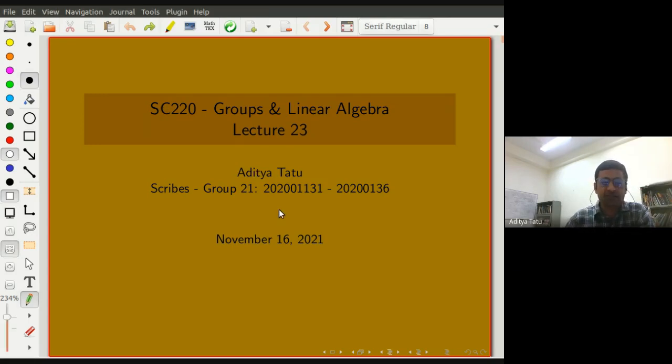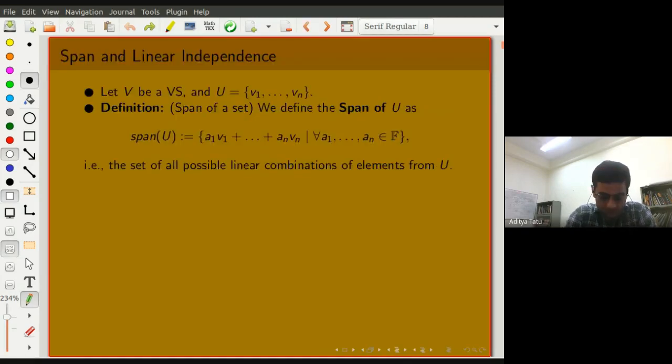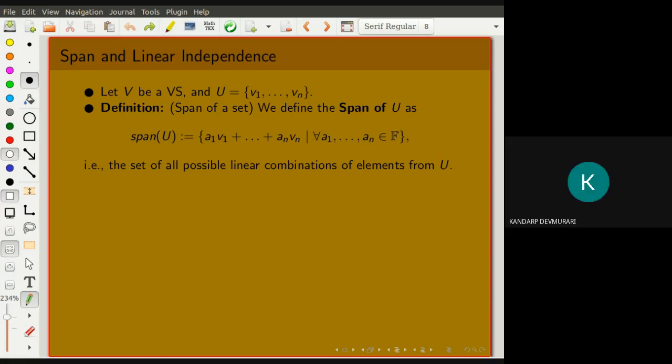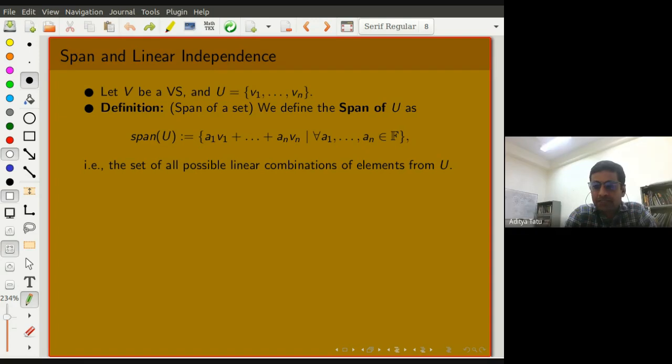Let us continue with our discussion on vector spaces. So we defined what is the span of a subset of a vector space in the previous class, right? Kandarp, can you please mute yourselves? Okay, thank you. So let us just revise or revisit this definition.